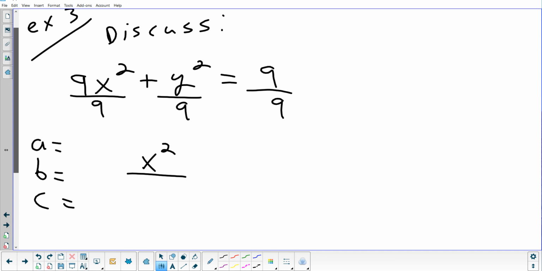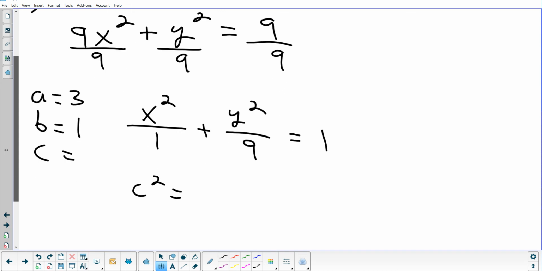Okay, so we're going to end up with x squared over, we still have to put something there. What's going to be in the bottom of x squared now? 1. Y squared, we'll leave it over 9. And 9 divided by 9 gives me 1. Okay. What is A? So remember, A is the square root of the bigger number. So what did we say it was? 3. What's B? 1. And the formula, C squared equals A squared minus B squared. So what is C? Square root of 8. And the square root of 8 when you reduce it? 2 square root of 2.